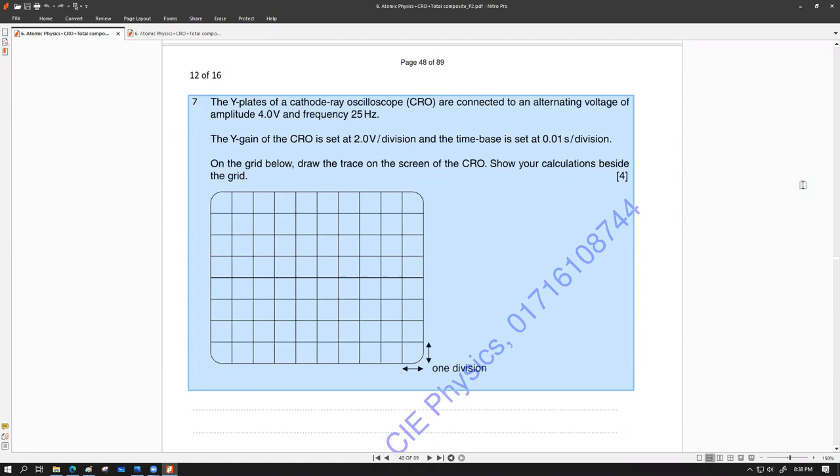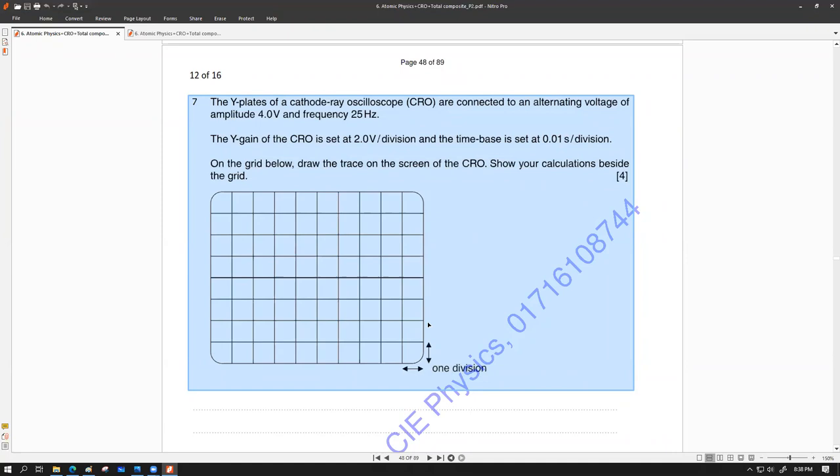Have a look. What is the amplitude of the supply voltage? 4 volts. The Y gain is 2 volts per division, which means amplitude should be represented by how many divisions? 2 divisions. Which means above the x-axis, there should be 2 divisions above, and 2 divisions below. That's the first thing. So our crest should be drawn along this line. Our trough should be drawn along this line.